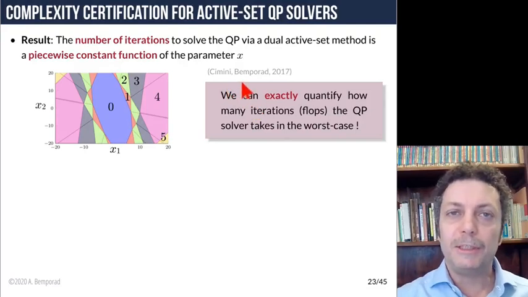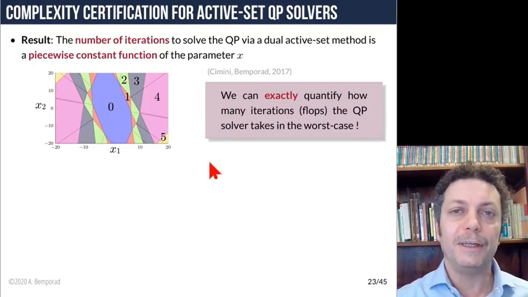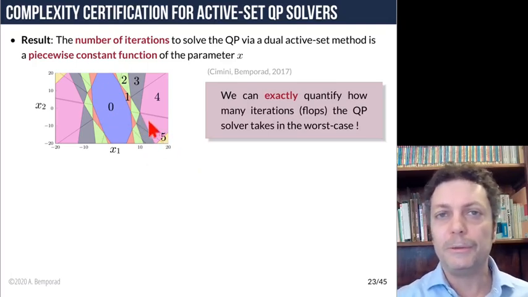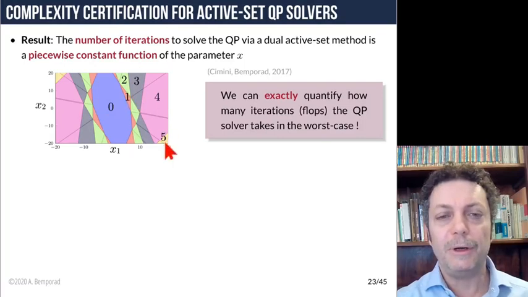In this paper with Jonathan Cimini, we could prove that if you take an active set, dual active set method for QP, the number of iterations that the QP solver makes is piecewise constant with respect to the vector of parameters. So offline you can run an algorithm similar to the multiparametric programming solver that will cover the entire space of parameters, and after the algorithm stops, you can actually throw away the whole partitions that you got and just record a number, in this case 5.